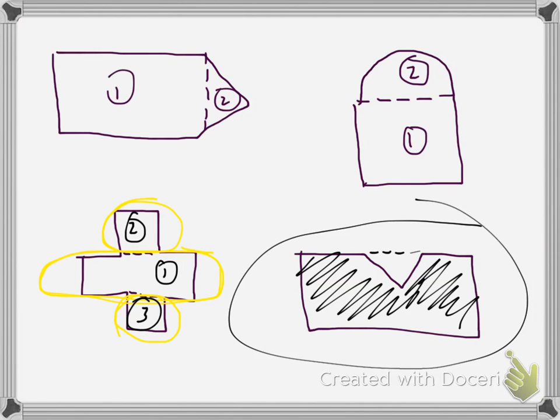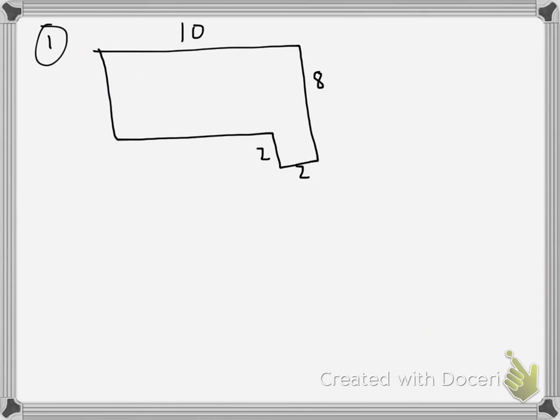Let's get started on a couple examples. In problem number 1, we have this composite figure that looks a lot like a normal rectangle, but it has a little part sticking out on the bottom. So again, the first step is always to see this as 2 shapes. There's more than one way to do it, but I would break it up like this.